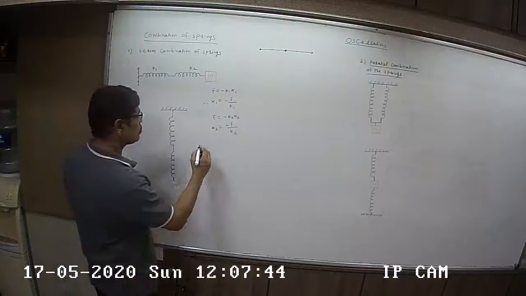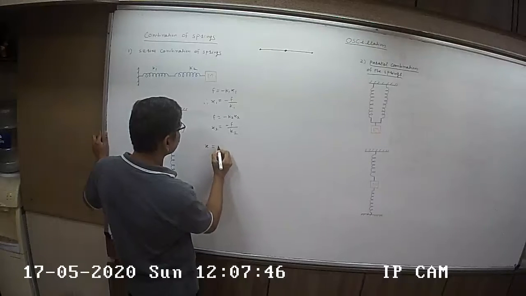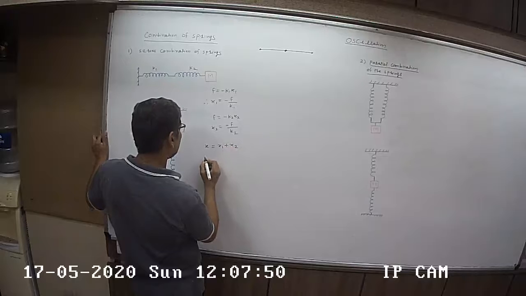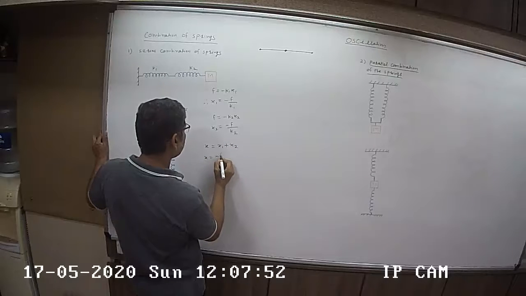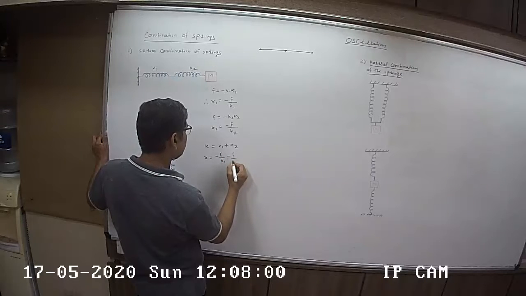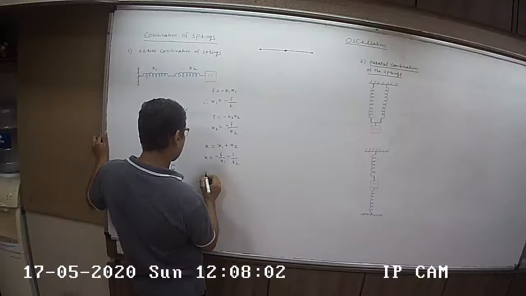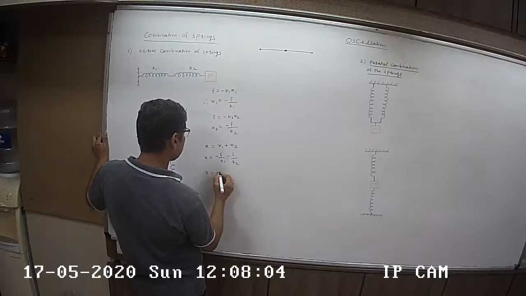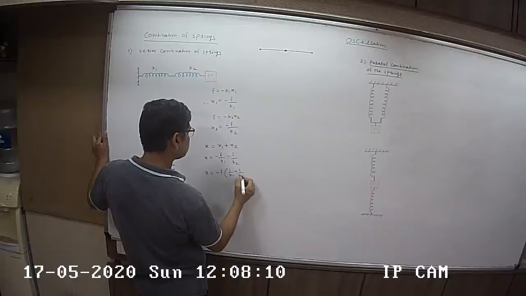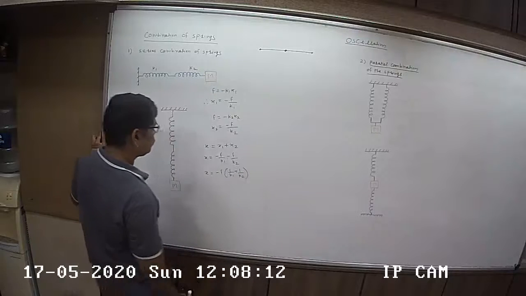Say the total extension is x and that x will be equal to x1 plus x2. Substitute for x1 and x2. So x is equal to minus F upon K1 plus minus F upon K2. Therefore x is equal to minus F times the bracket of 1 upon K1 plus 1 upon K2. You agree with me?